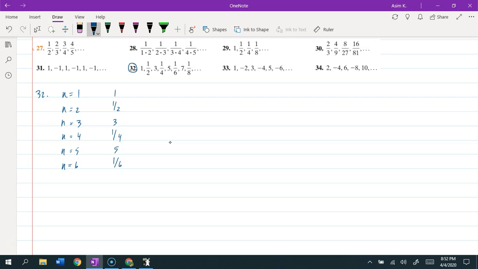Listen to my words here. At 7, it just becomes 7. And at 8, it becomes 1/8. Come on, now let's think about where this pattern is going, right? With a 1, we had a 1. With a 2, we had a 1 over 2. With a 3, we had a 3. With a 4, we had a 1 over 4. So if you keep following this pattern, you've got to realize that this is a very different kind of pattern they're talking about, right?